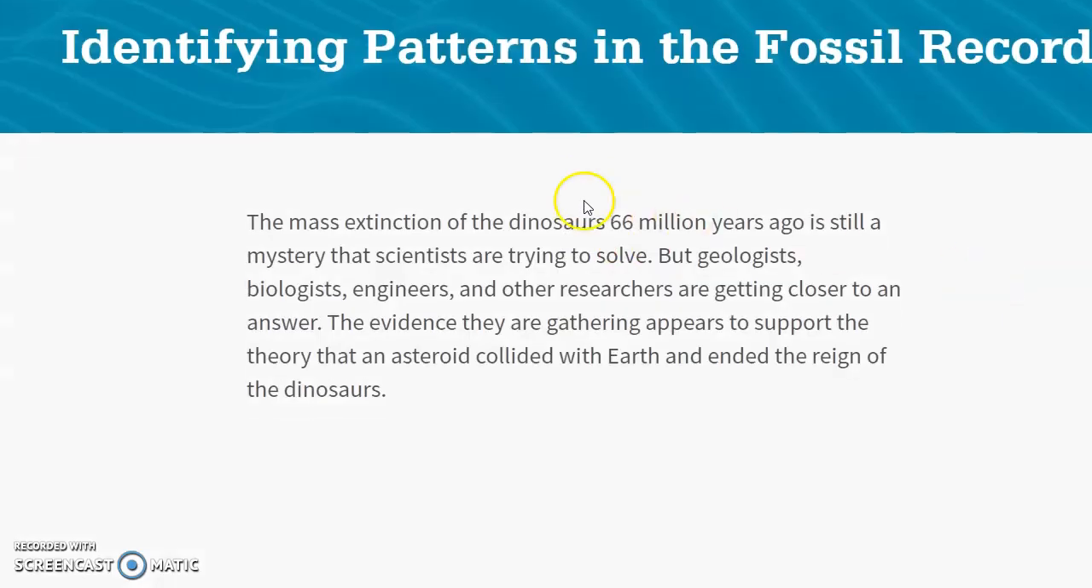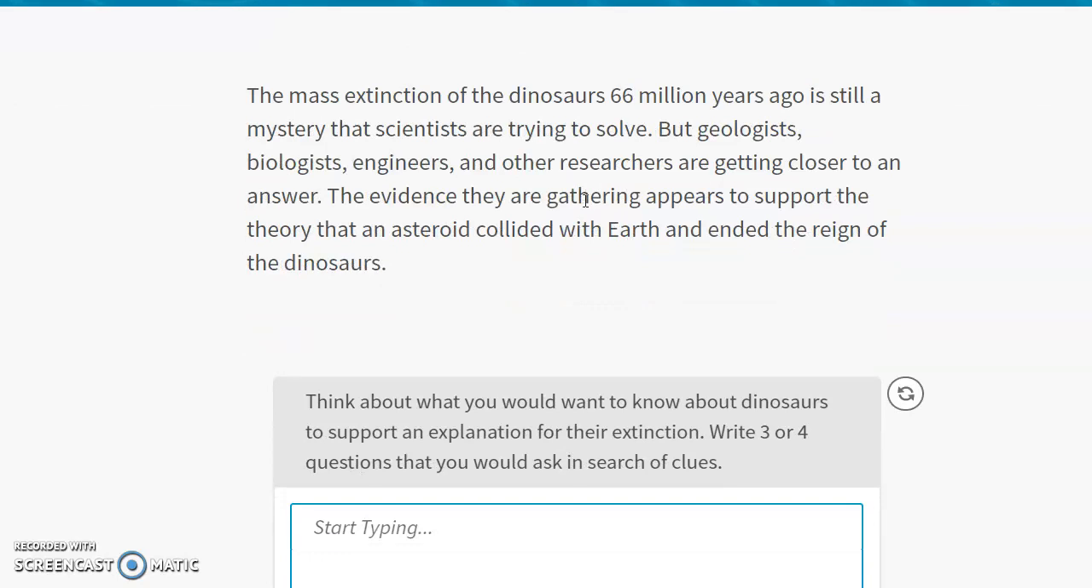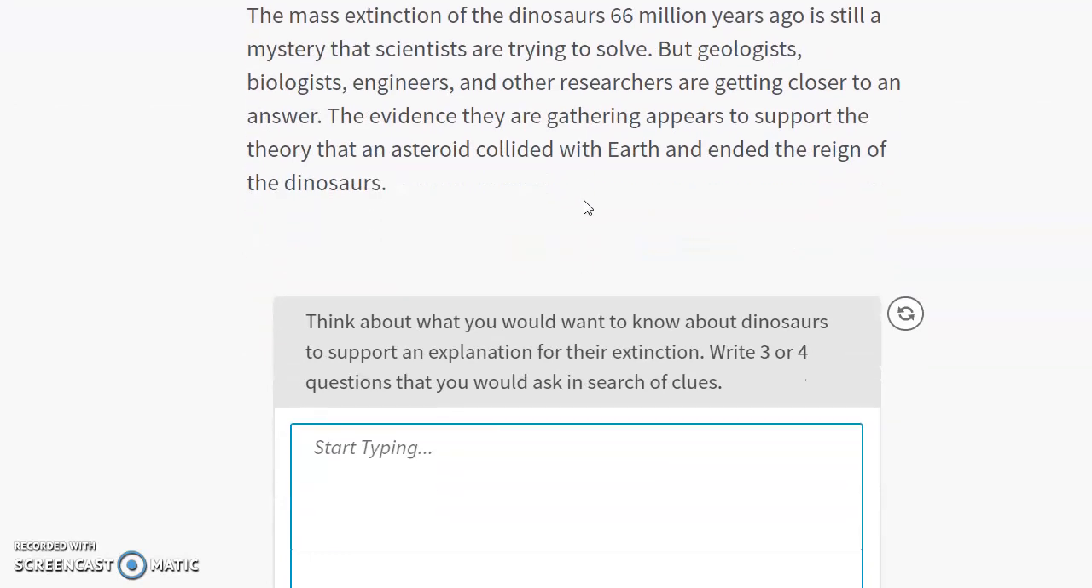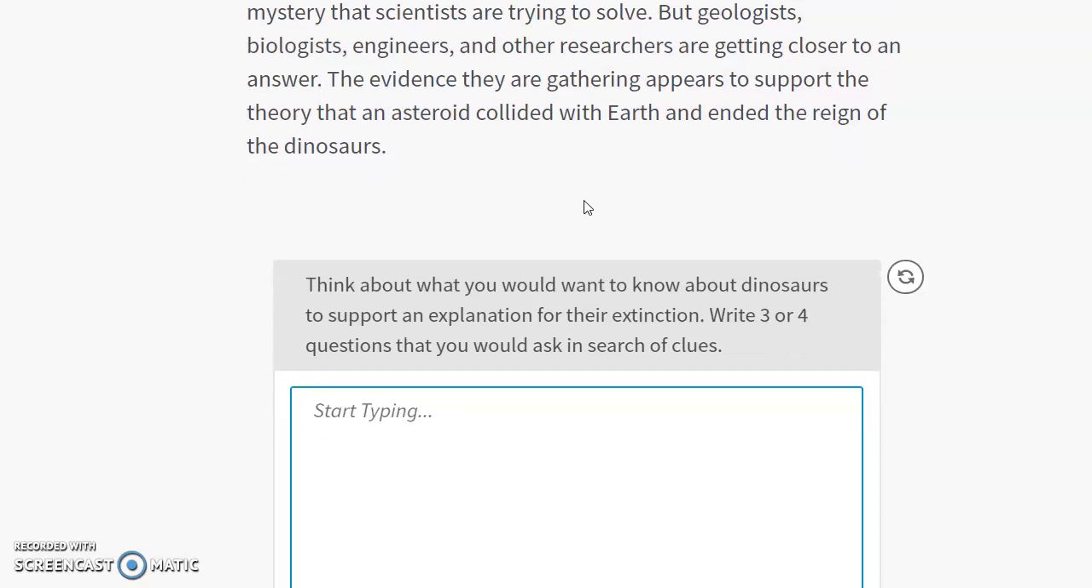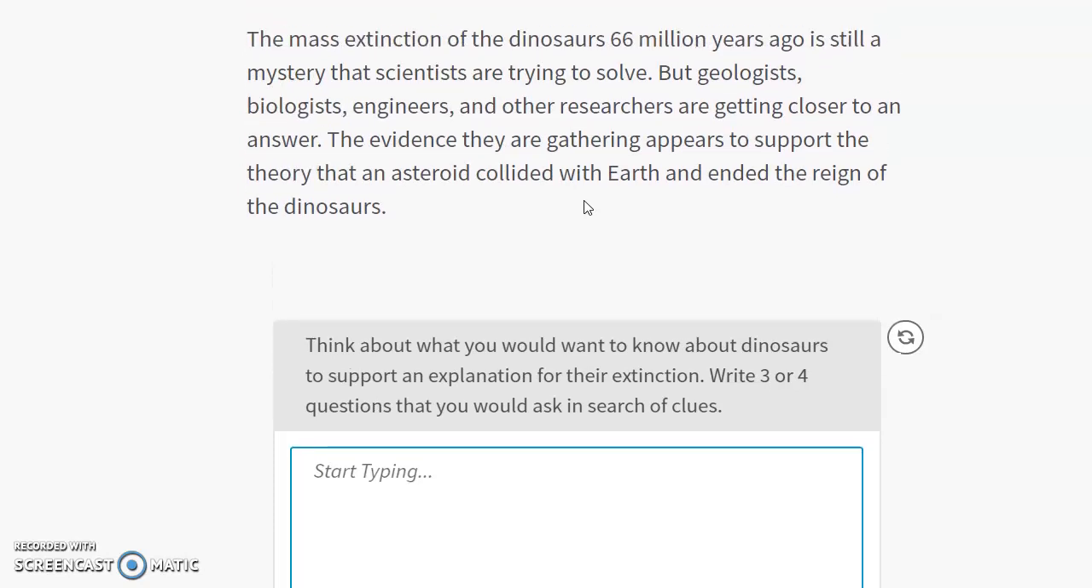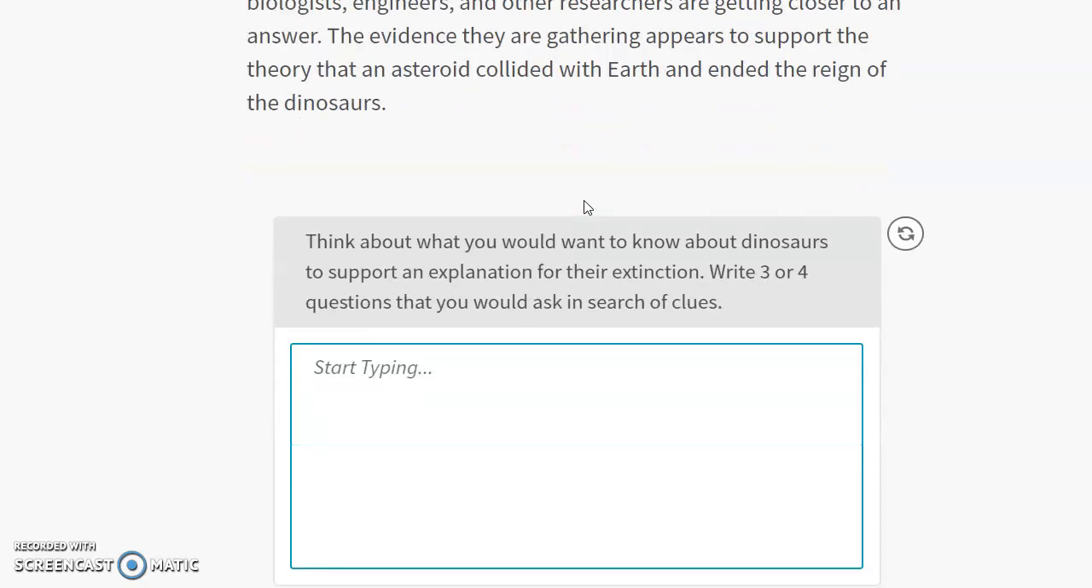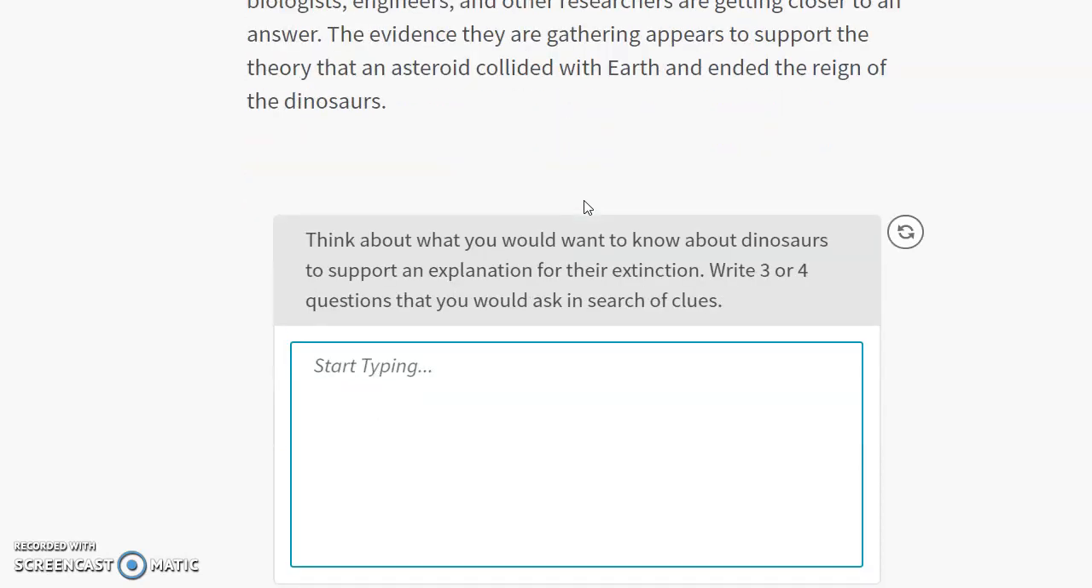Identifying the patterns in a fossil record. So it's talking about the mass extinction of the dinosaurs is still a mystery, but there are different types of scientists, like geologists, biologists, engineers, and researchers, that are working together to try to really find out exactly what happened. The evidence really supports a theory of an asteroid colliding with Earth, but they haven't finalized that theory yet. That's the wonderful thing about science, but there are multiple scientists that are trying to do that.